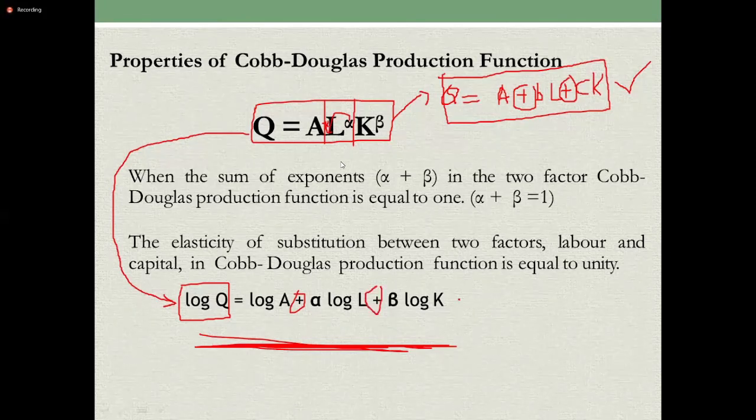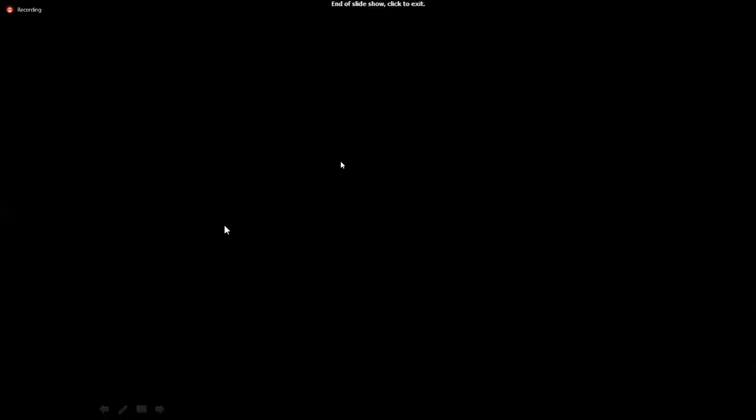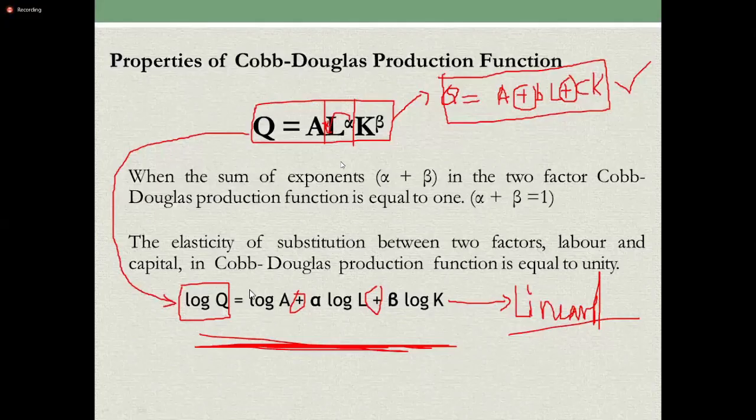Right? So now this is a linear function. For the calculations and other things, you can use this. That is the last point on the Cobb-Douglas production function.